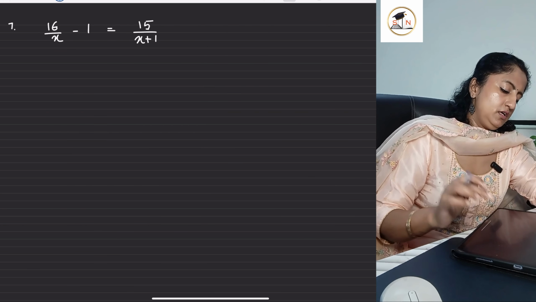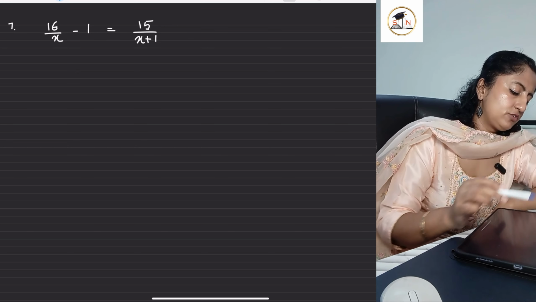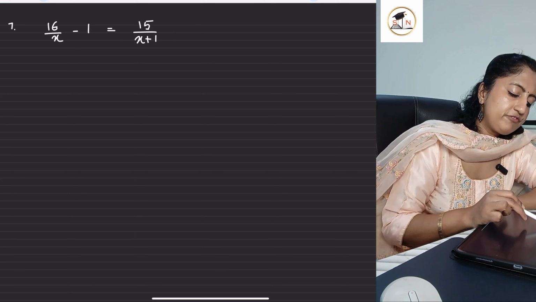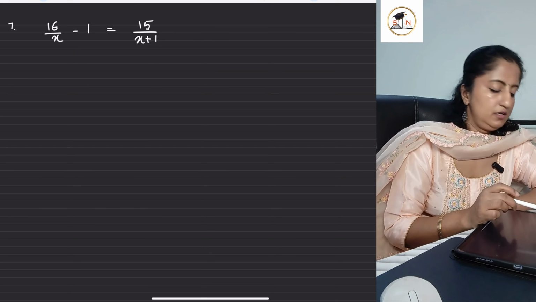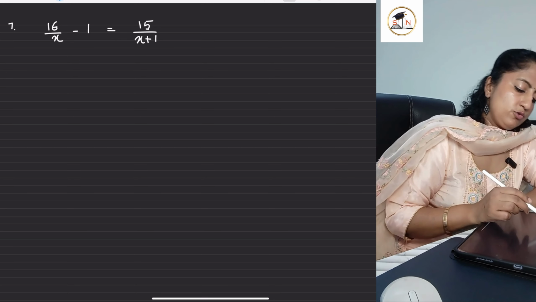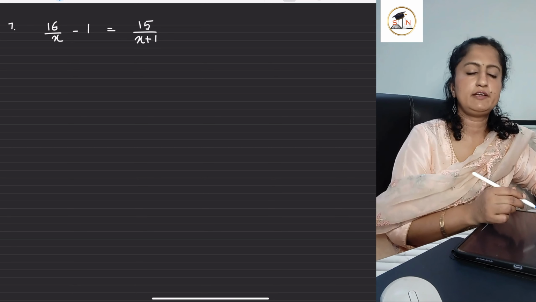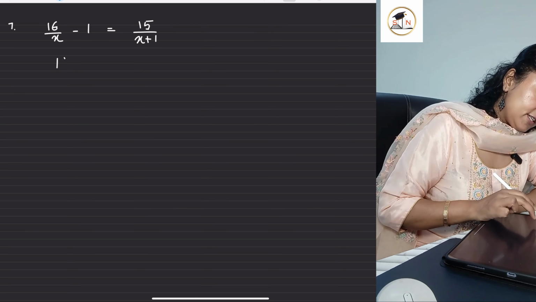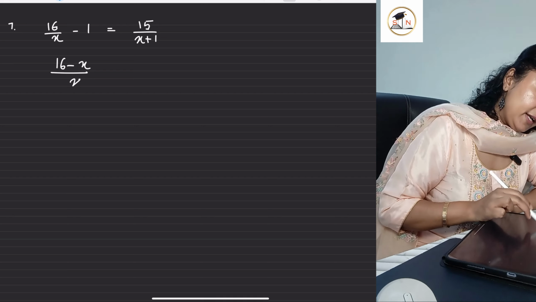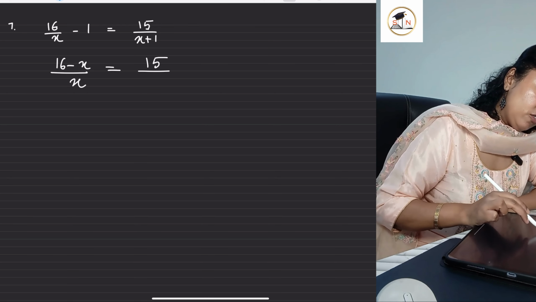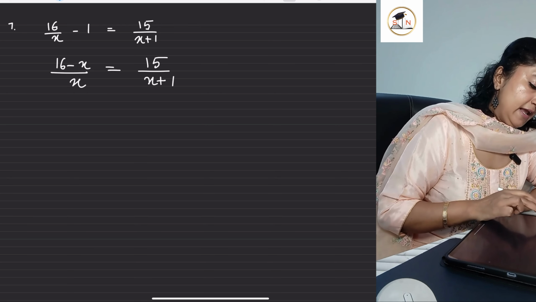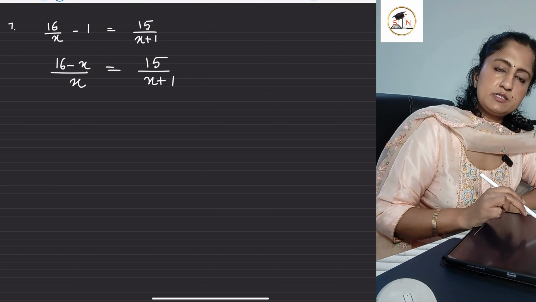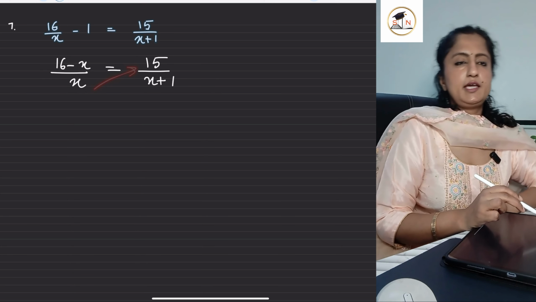Okay. Now moving on with the seventh question over here. We have 16 over x minus 1 equals 15 over x plus 1. So what do we do? We will take up the LCM first on the left side and then after that we will cross multiply. So we have 16 minus x whole divided by x equals 15 over x plus 1. Now at this stage I will cross multiply 16 minus x with x plus 1 and 15 with x.